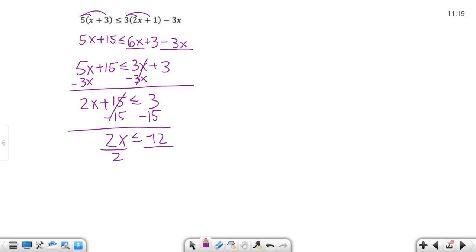Then I divide both sides by what? A positive 2, which means x stays less than or equal to. We don't change that because I divided by a positive 2. The answer is negative 6, right? Negative 12 over 2 is negative 6, but x is still less than or equal to negative 6, and that is my inequality.